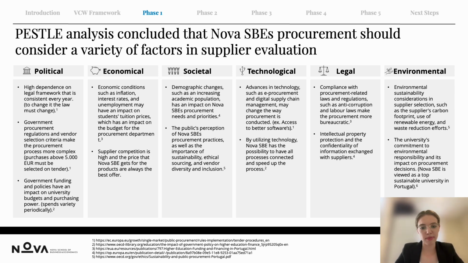But the most important point we considered are the technological improvements related to procurement, either by looking at e-procurement or digital supply chains. And moreover, we shouldn't forget that Nova SBE is a public institution, which means that there are specific procurement-related laws and regulations in place. And finally, the environmental aspect: procurement and sustainability go hand in hand, and this factor should also be considered when evaluating suppliers.